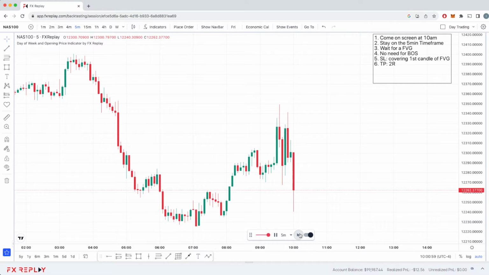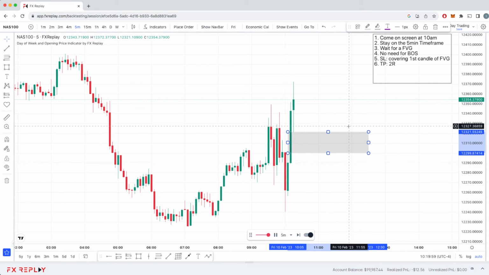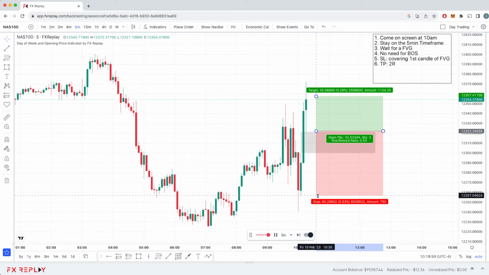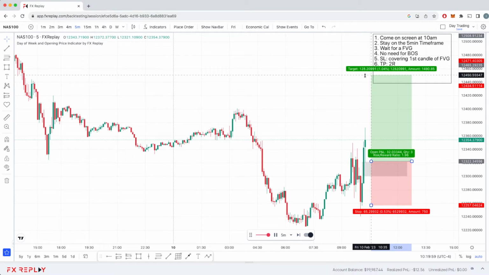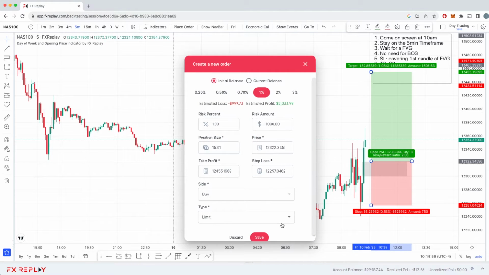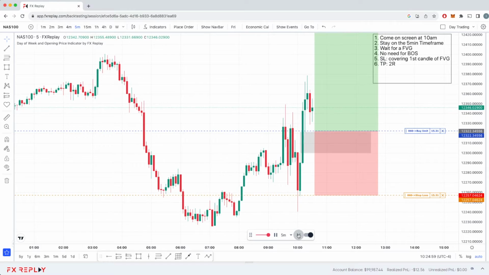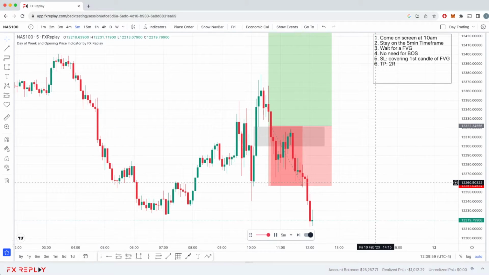What I love about FX Replay is that we can backtest that quickly. You see, we already made 1 week, so you can gather data much more quickly that way. We have the fair value gap, with a 1 to 2. Alright, so we're back to minus 1%.